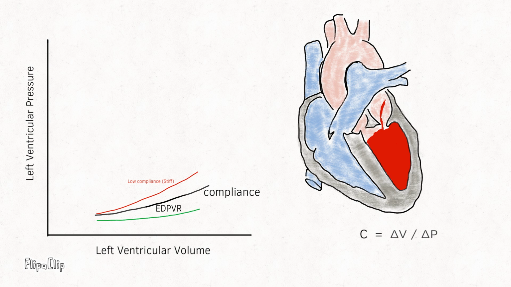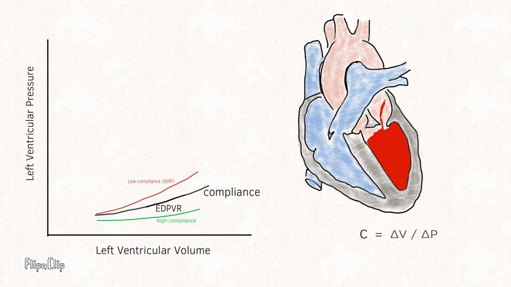Reduced compliance is seen in conditions such as concentric left ventricular hypertrophy, restrictive cardiomyopathy, myocardial ischemia, and aging. Increased compliance may occur in eccentric hypertrophy, such as dilated cardiomyopathy, and can also be present physiologically in endurance-trained athletes.